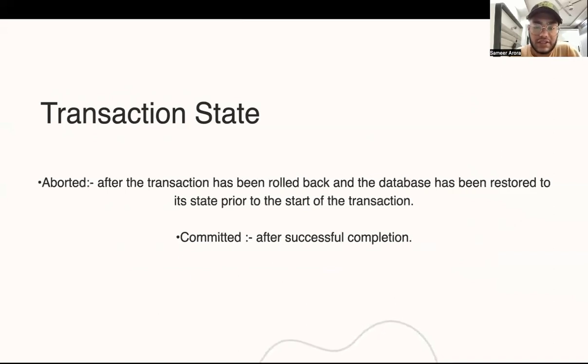Aborted, after the transaction has been rolled back and the database has been restored to its state prior to the start of the transaction. Committed, after successful completion.